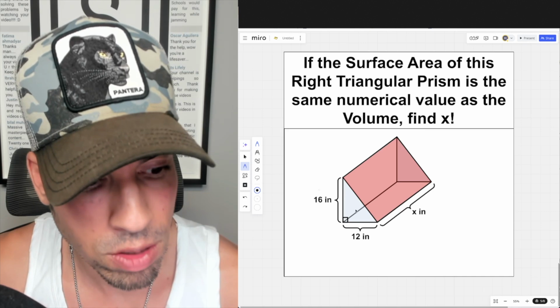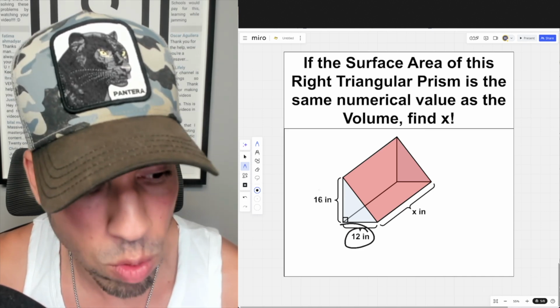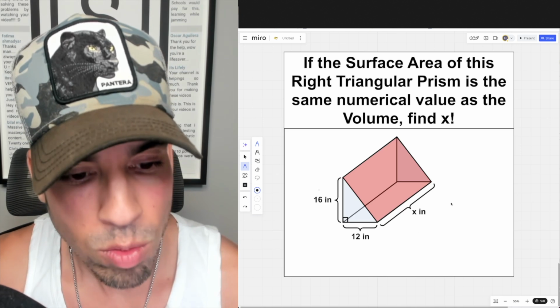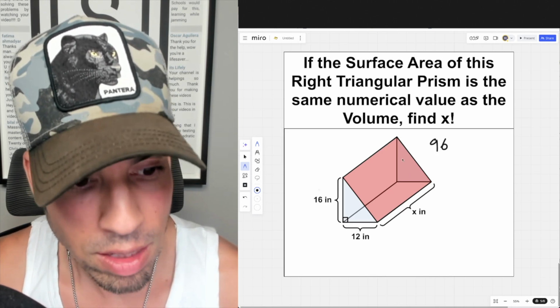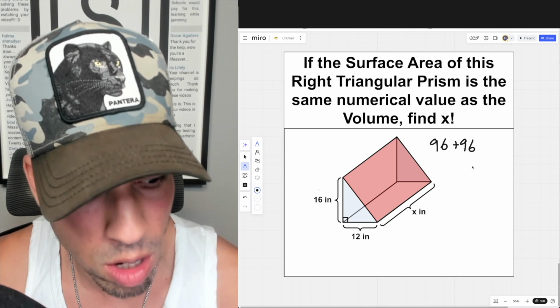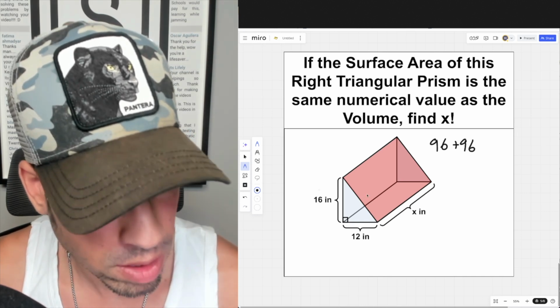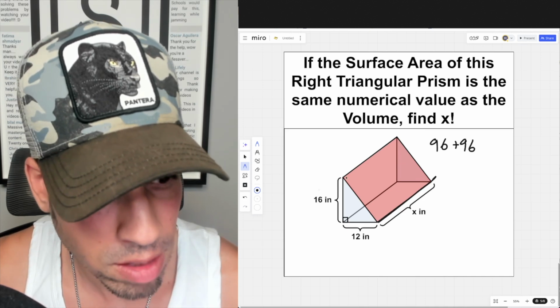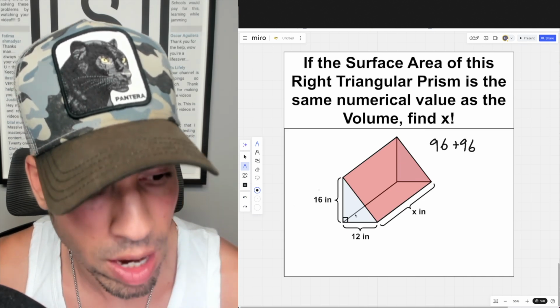Obviously this front triangle is going to have an area of 12 times 16 divided by 2. That's the same as 6 times 16, which is 96. And then that back triangle is going to be the same as that front triangle, so that's going to be 96 as well. Then we have this front rectangle, and that's going to be x times whatever this length is. How do we calculate that length?